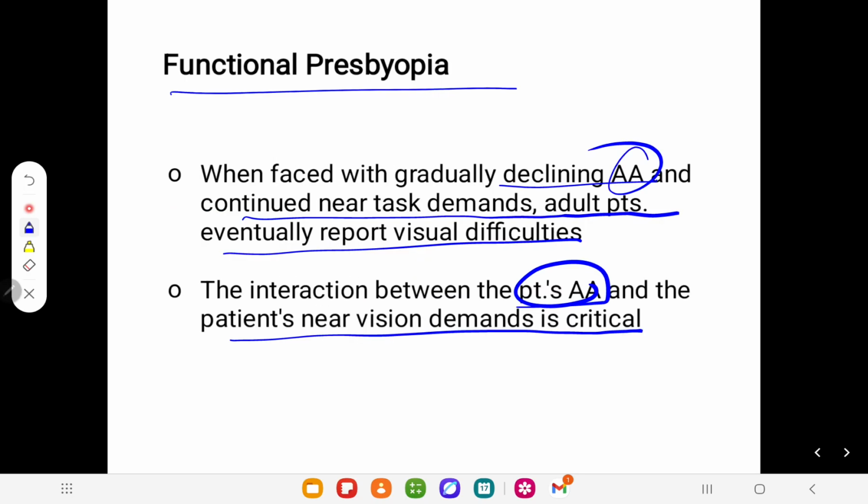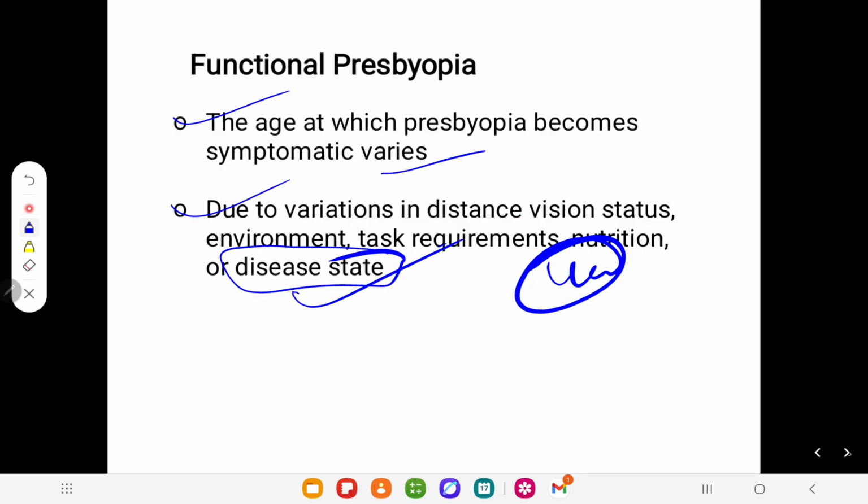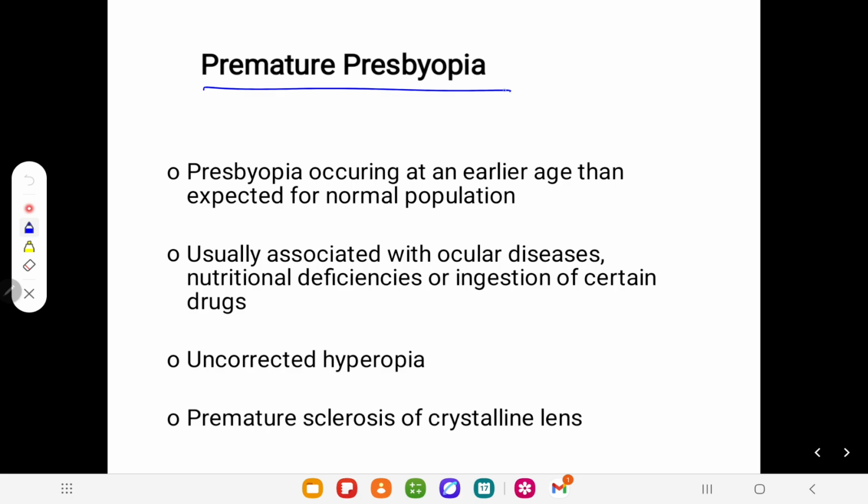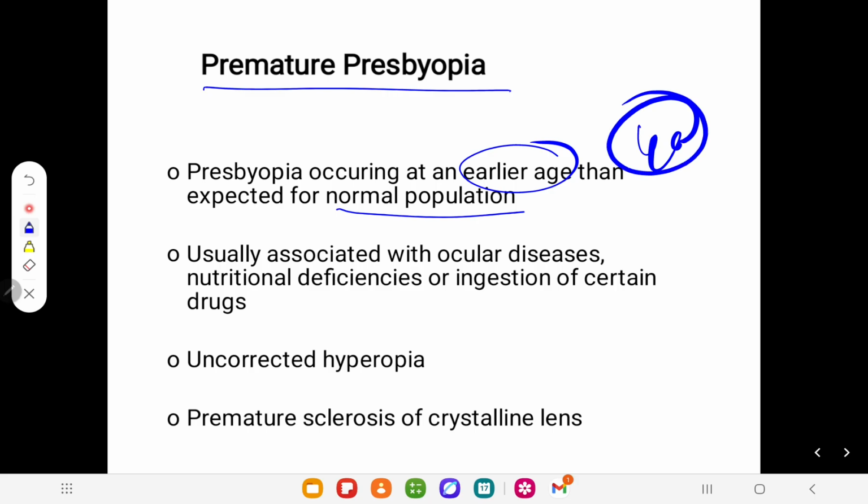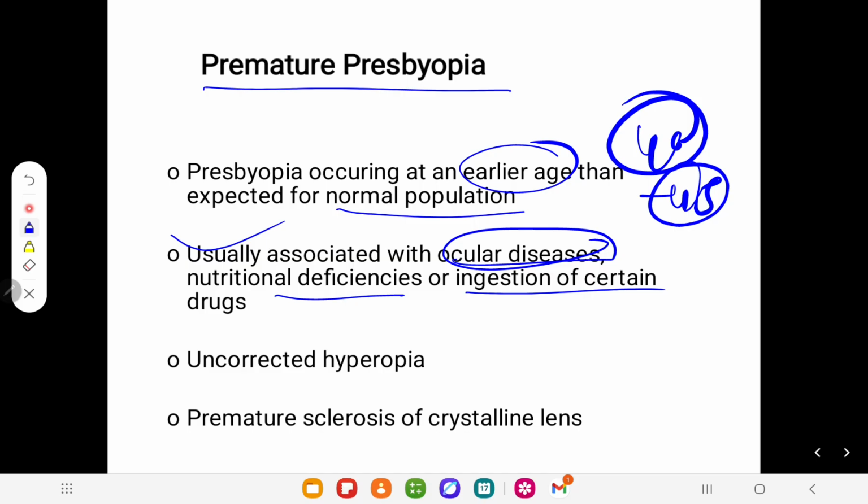So functional presbyopia means it's simple normal presbyopia with declining amplitude of accommodation. Okay. So premature presbyopia, that's important. Presbyopia occurring at an earlier age than expected. Normally we expect 40 to 45, but they occur earlier. Okay, usually associated with ocular disease. That's very important, for example uveitis, nutritional deficiency, or ingestion of certain drugs.